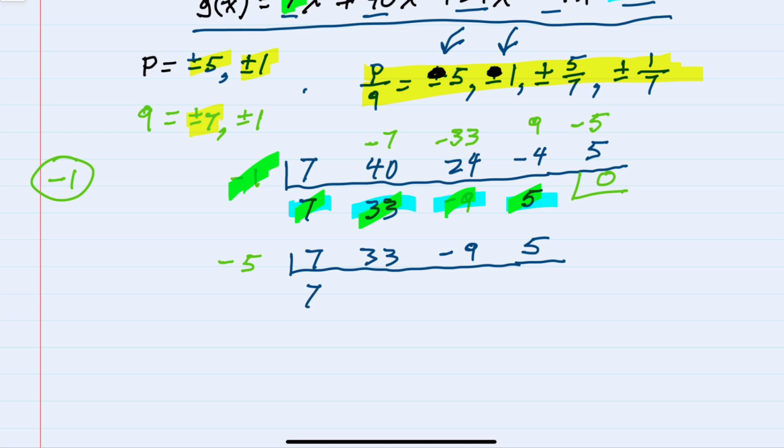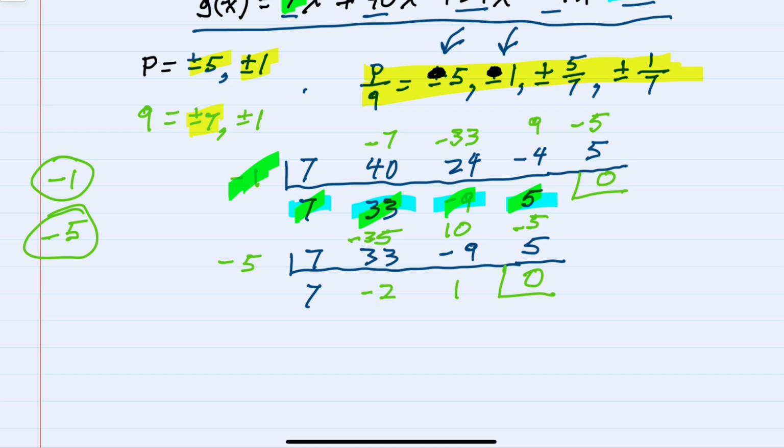Bringing down that 7, negative 5 times 7, a negative 35. Adding the 33 gives me a negative 2. Negative 5 times negative 2 is a positive 10. Adding here again is 1. Negative 5 times 1 is a negative 5. This again gives me a 0. So I have found my second 0, negative 5.